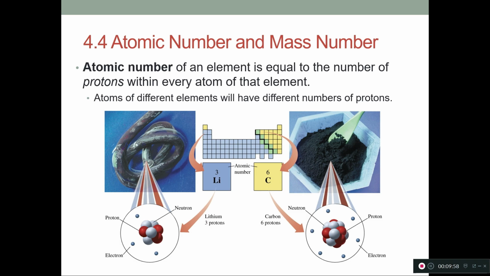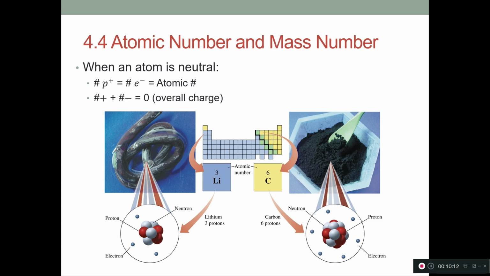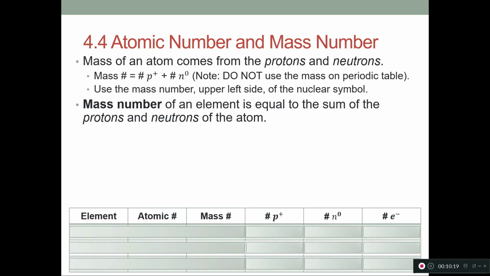So for instance, lithium has 3 protons. Carbon has 6 protons. So you'll never have a carbon with 3 protons. You'll never have a lithium with 6 protons, and so on and so forth. And when the atom is neutral, that just means that the number of protons is equal to the number of electrons. So as discussed earlier, they all cancel out.